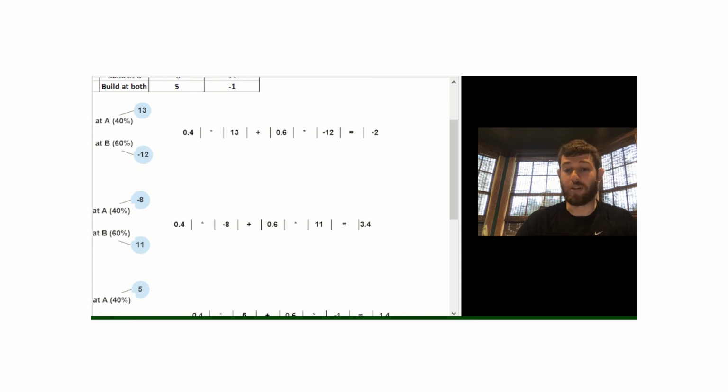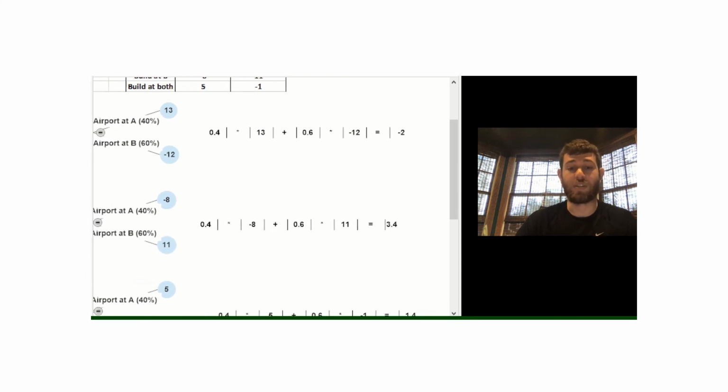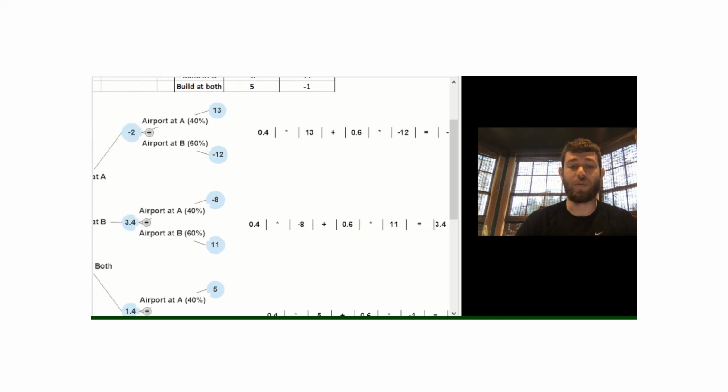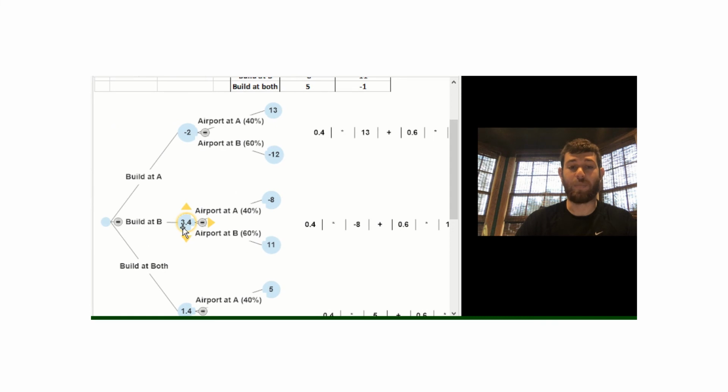Again, the probabilities are the same. Building at A is 40% and 60%. So to calculate our expected, we have the 0.4 times the -8 when it's at A, plus the 0.6 times the 11 million profit when it's at B. We get 0.4 times -8 plus 0.6 times 11, which is 3.4. So our expected here at building at B is 3.4.